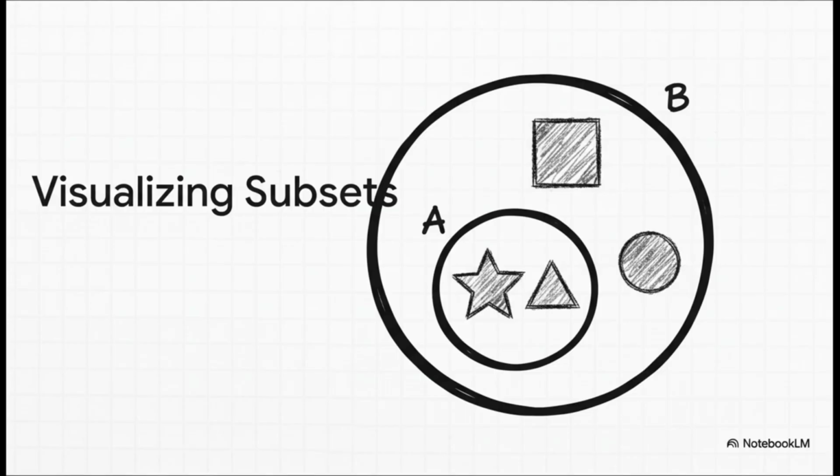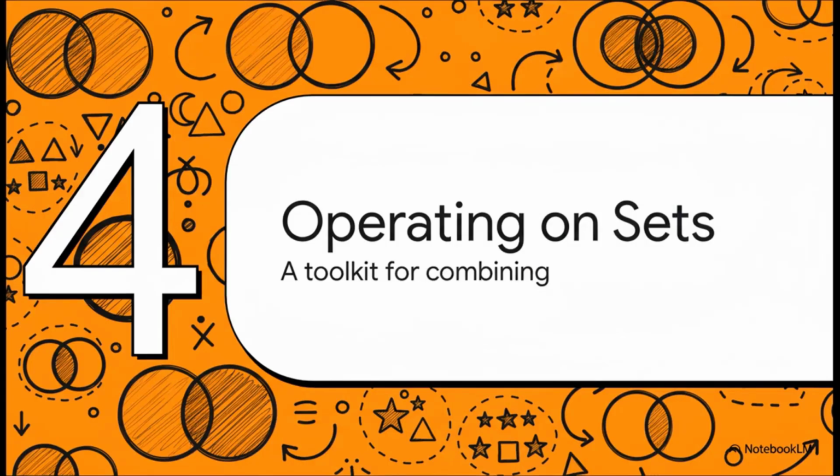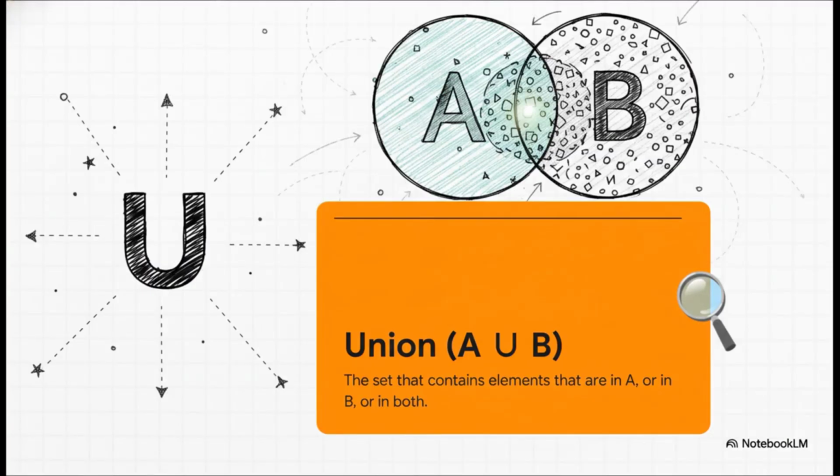And now for the really fun part, operating on sets. You know how you have addition and multiplication for numbers? Well, set theory has its own toolkit for mashing sets together and pulling them apart. Think of these as your logical power tools. First up is the union. You'll see it with this big U symbol.